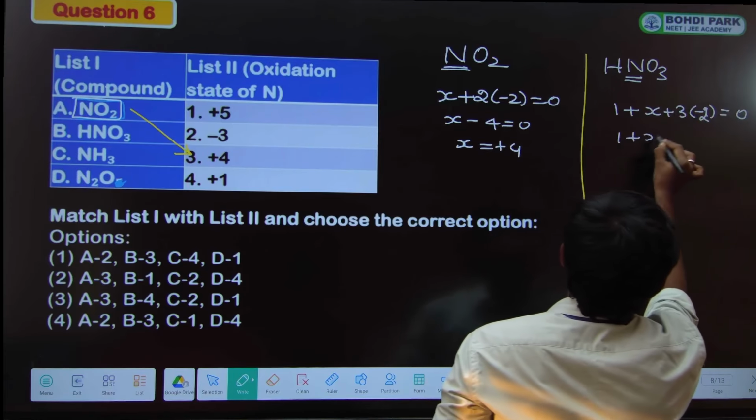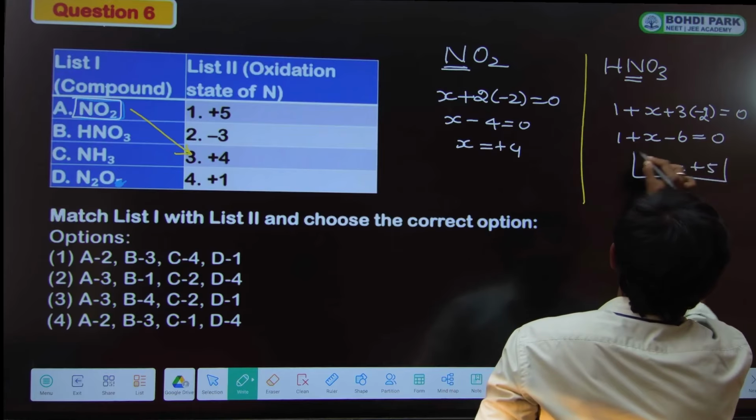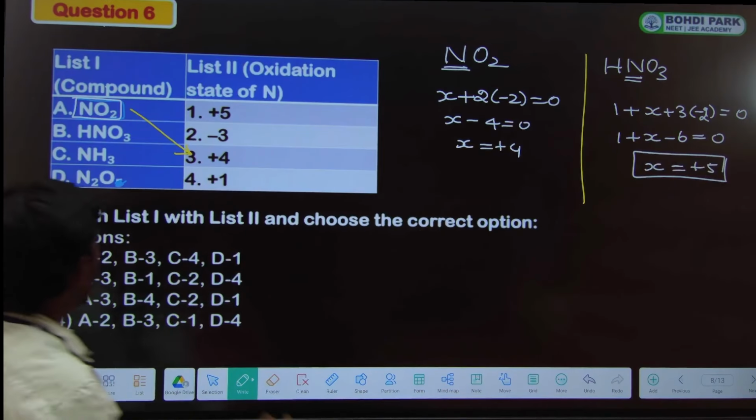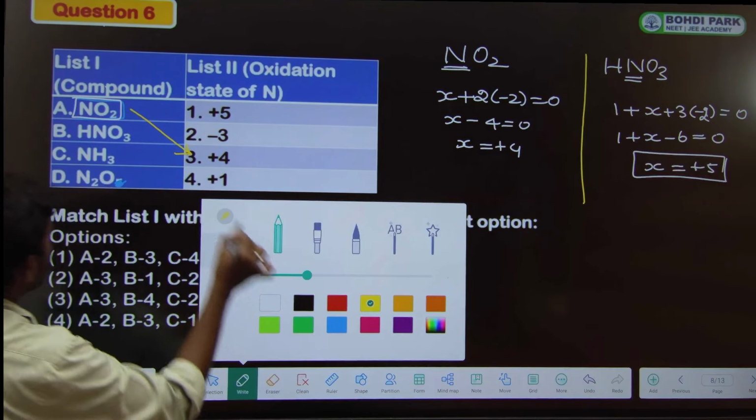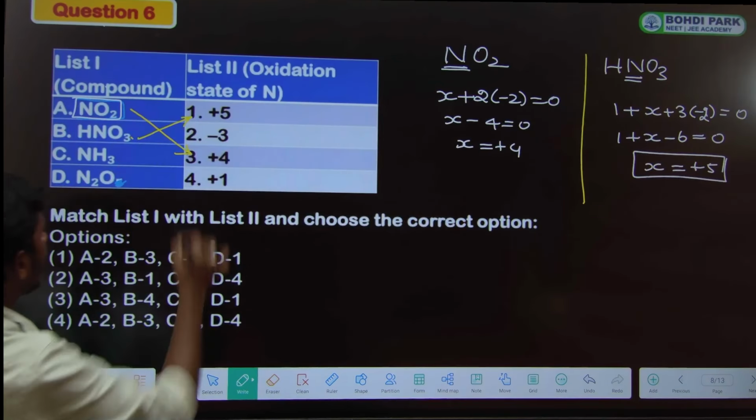Then 1 plus x minus 6 is equal to 0, then x is equal to +5. Nitrogen oxidation state +5 in HNO3. This is the correct answer. So HNO3 is option A.